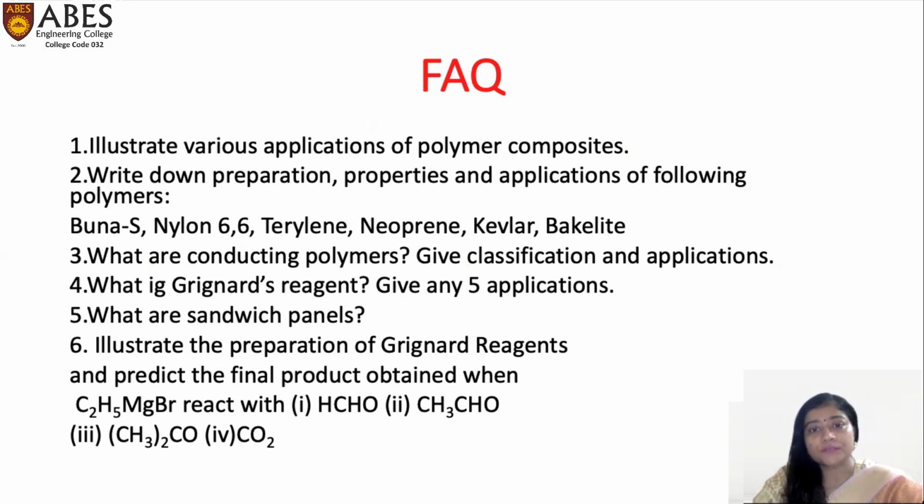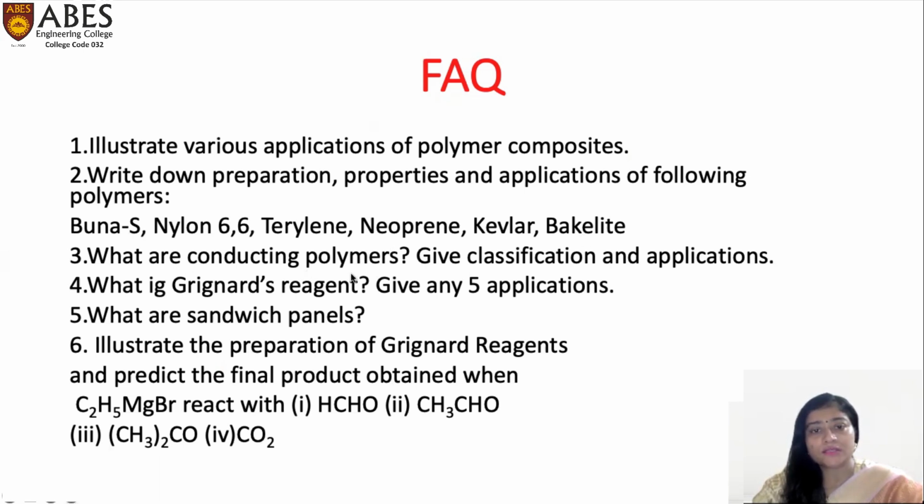Moving on to the second question. Write down the preparation, properties and applications of the following polymers: Buna-S, nylon 66, terylene, neoprene, Kevlar, bakelite. We have already discussed them. Buna-S is an elastomer. Neoprene is also an elastomer, so you can check it out in the video on elastomers. Nylon 66, Kevlar, and terylene, these three you'll find in the fibers. Nylon 66 and Kevlar are polyamides, and terylene is a polyester. Bakelite you can see in thermosetting polymers.